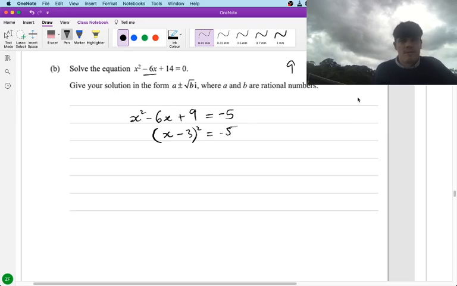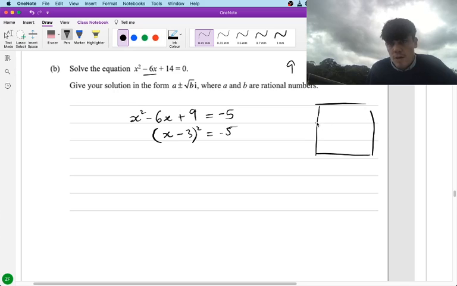I wonder if I should explain that for you guys. Yeah, I'm going to draw a quick picture of what I just did then. What's important when you're completing the square? I draw a square, that's how I remember it.